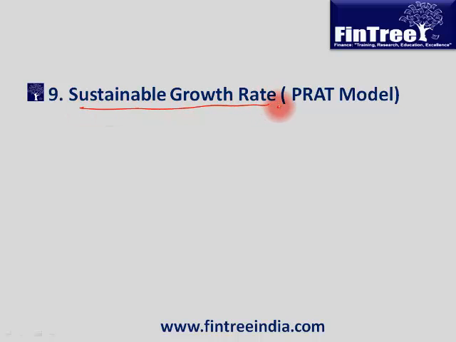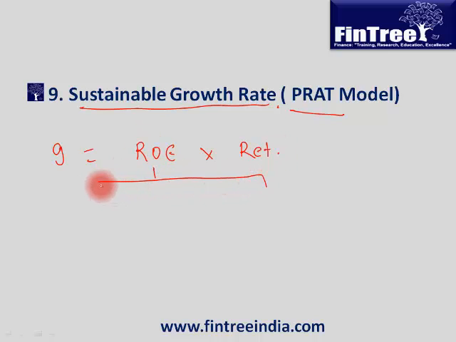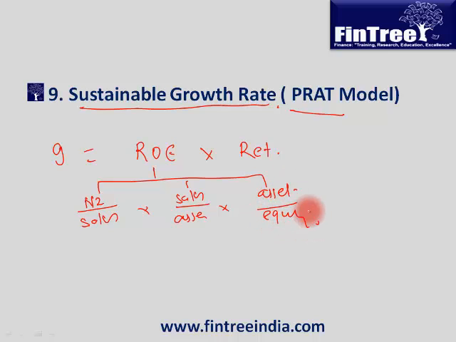Sustainable growth rate, G, can be calculated as return on equity times retention ratio R. Return on equity we can further expand using the DuPont formula: net income divided by sales times sales upon assets times assets upon equity. So we can also have a 4-factor formula for sustainable growth rate: net income by sales times sales by assets times assets by equity times retention ratio. Should we move on?